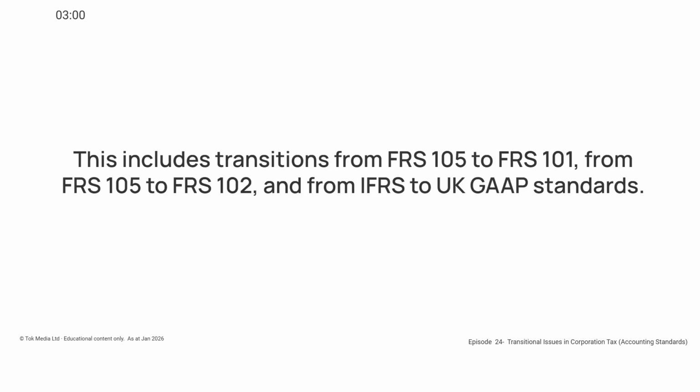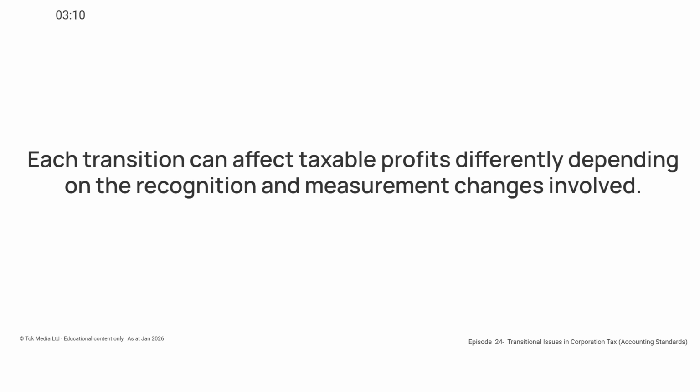Common transitional adjustments arise when moving between accounting frameworks. This includes transitions from FRS 105 to FRS 101, from FRS 105 to FRS 102, and from IFRS to UK GAAP standards. Each transition can affect taxable profits differently, depending on the recognition and measurement changes involved.